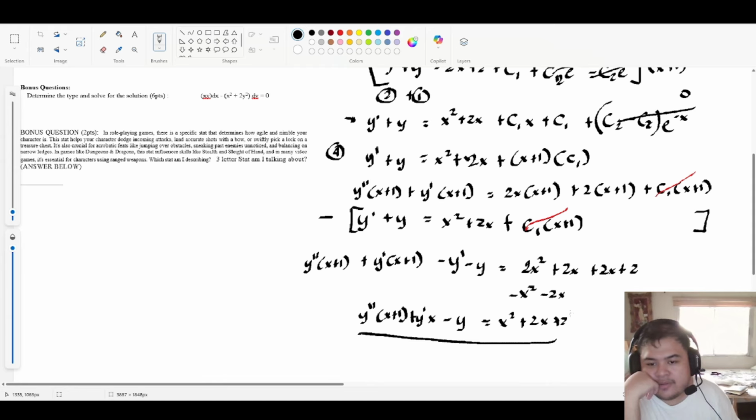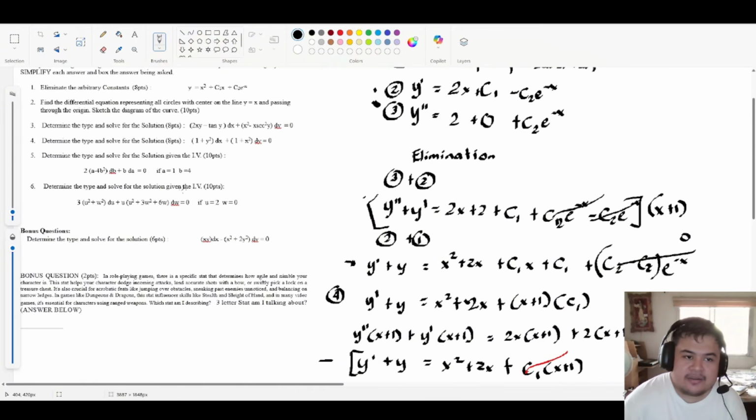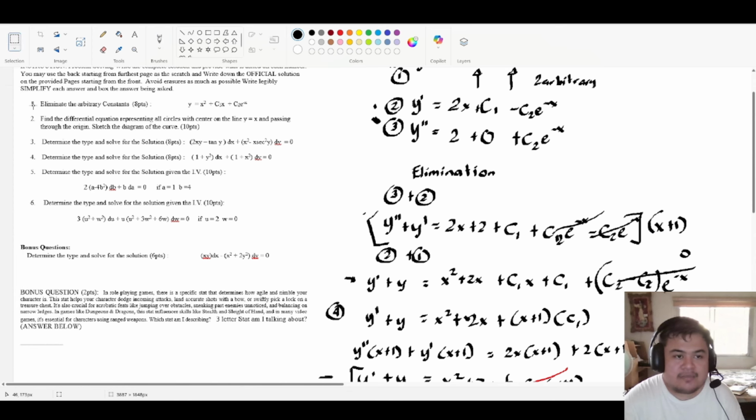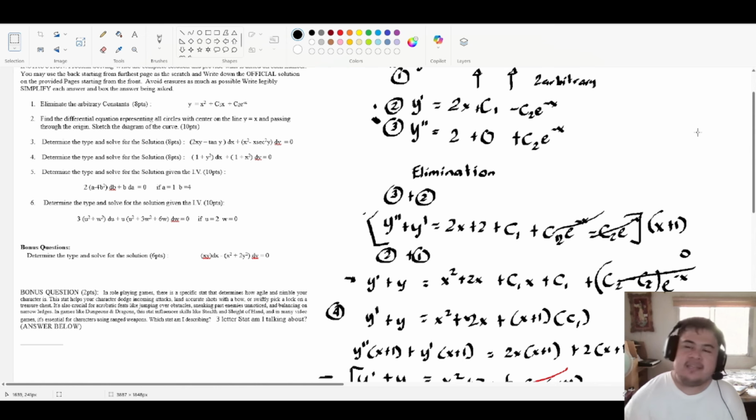This is now what you call our differential equation. The constant is already gone. There's no more constant, and we simplified our answer. So that is now our eliminated constant differential equation. Okay, so that's for elimination of arbitrary constant. I think I'm going to make this a 6-7 part video.